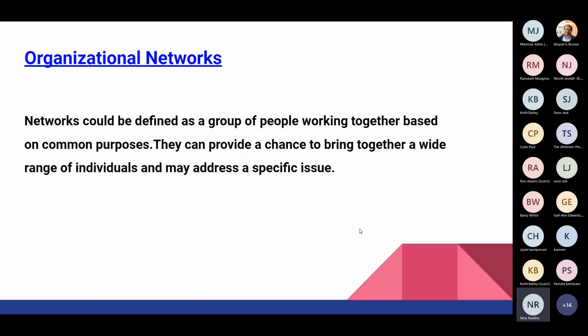And then we have the organization networks. The networks could be defined as a group of people working together based on common purposes. They can provide a chance to bring together a wide range of individuals and may address a specific issue. The key issues to the formation of the network include agreement on the purpose, creating as many links as possible among members, and making sure that multiple leaders exist within the network.